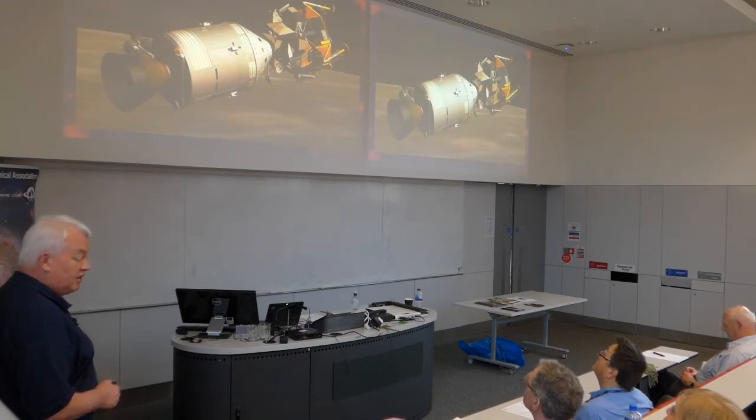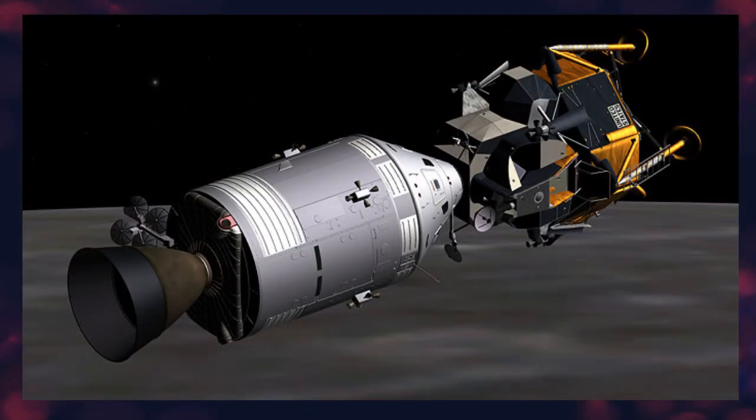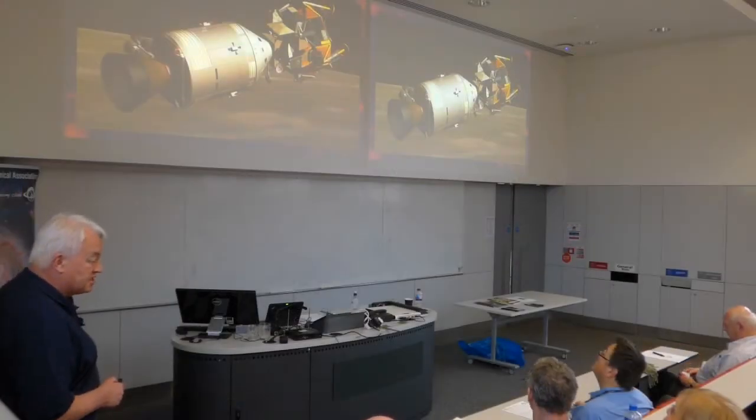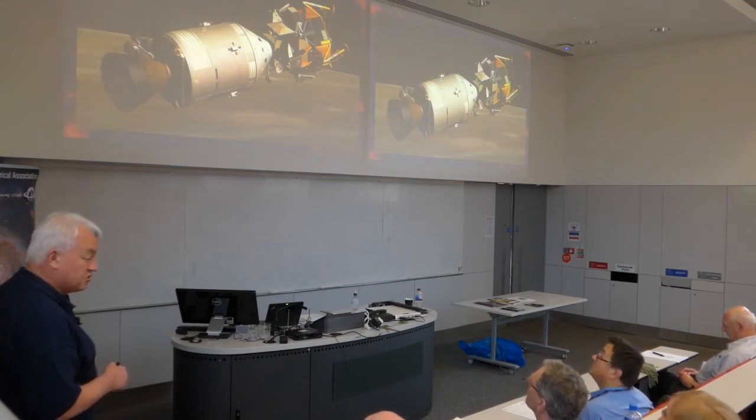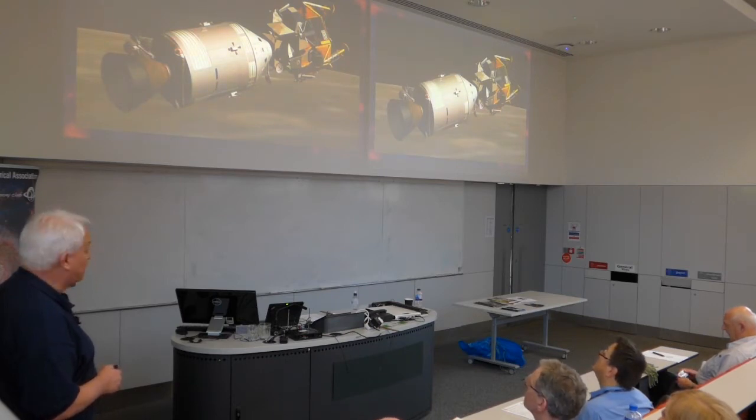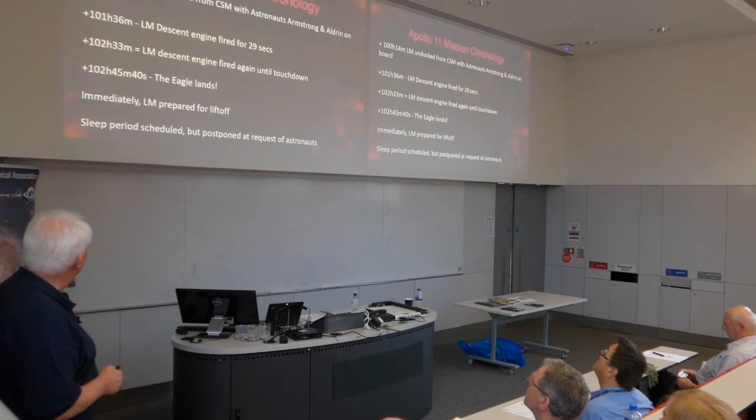This was the configuration when they got there. Command and service module here, the capsule there, and the lunar module docked onto the front. They did a little turnaround on the way to the moon where they hooked this out of the space between the command and service module here and the third stage of the Saturn V rocket. So that's the configuration in which they went to the moon.